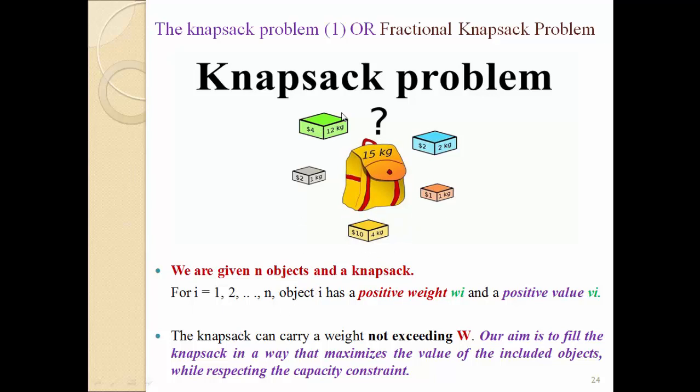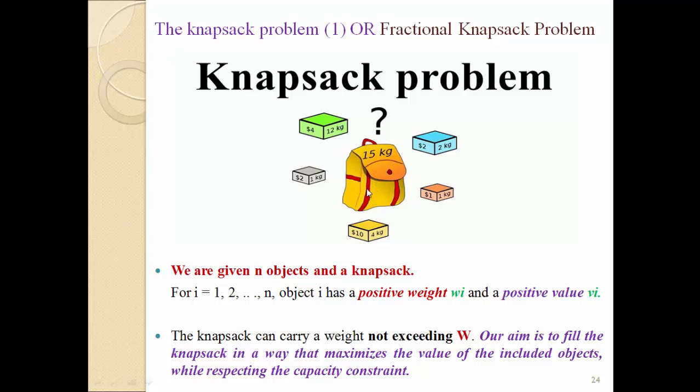Every object has some weight and value. For example, this is the first object, and it has some weight like 12 kilogram and the value is $4. In the same way, this other object has a weight of 2 kilogram and the value is $2. This object has a 4 kilogram weight and the value 10. So in this way every object has some weight and value, and we have one knapsack in which we have to fill the objects. One by one we will fill objects inside this knapsack.